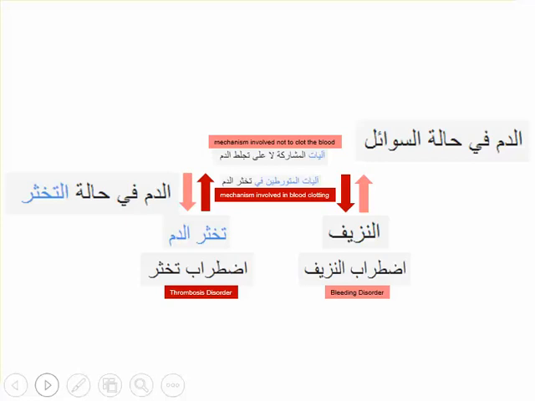Okay, so this is a simple mechanism which you would have learned from physiology. Okay, so let us discuss it in detail now.